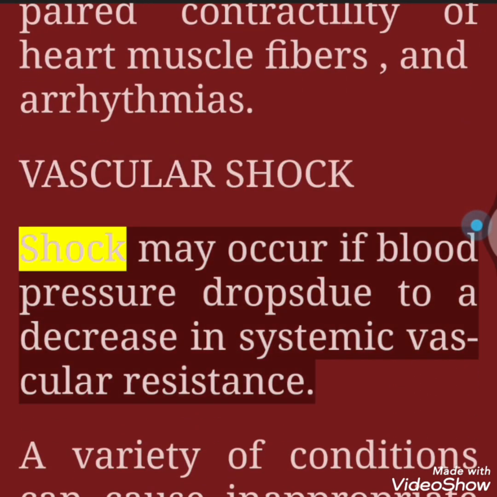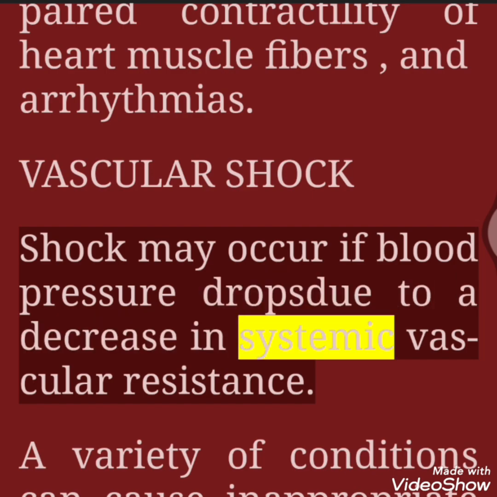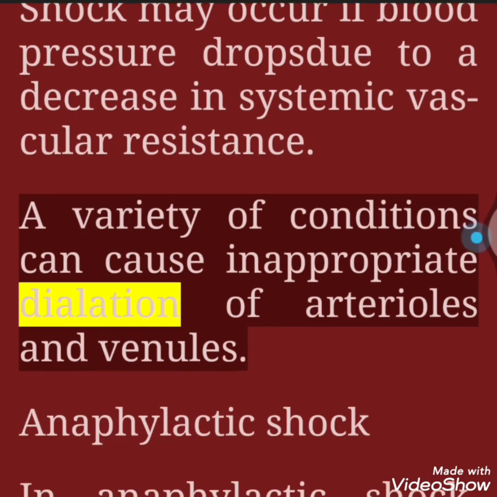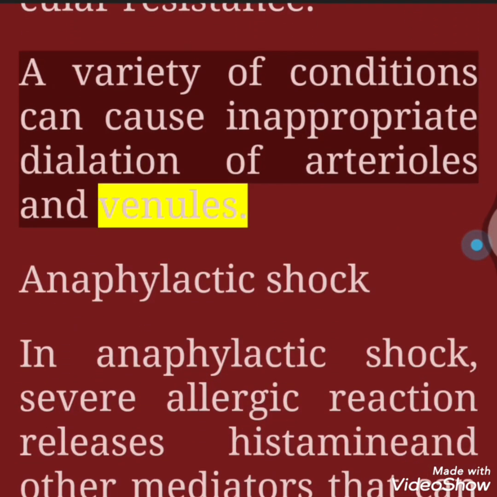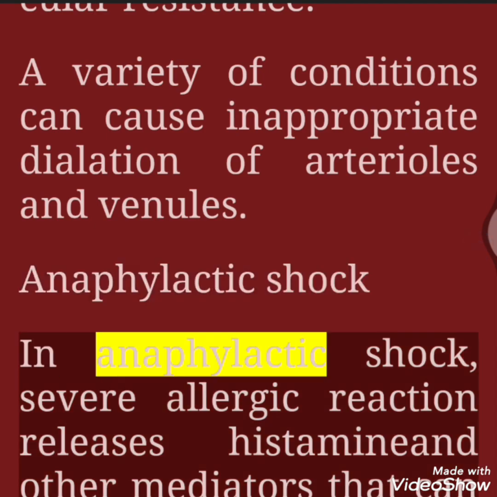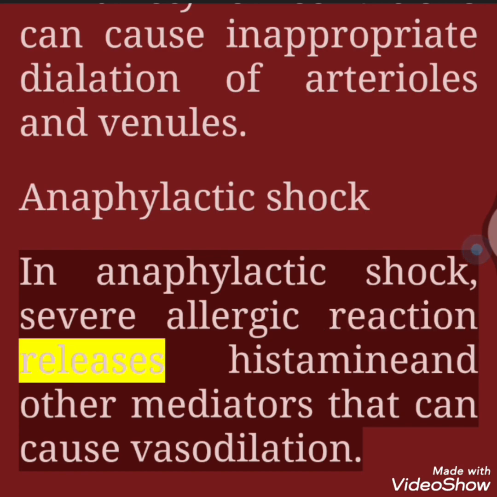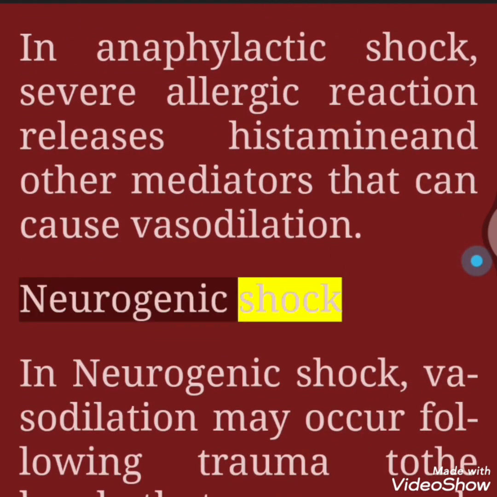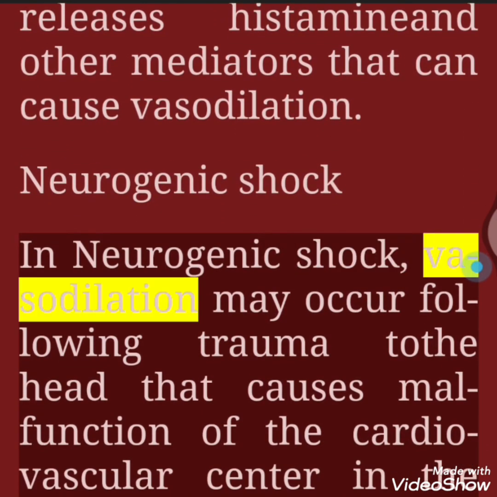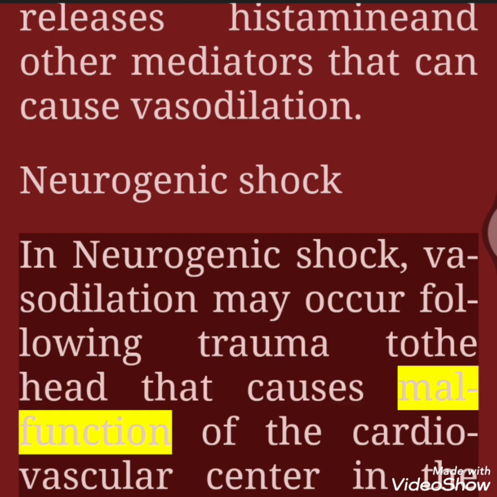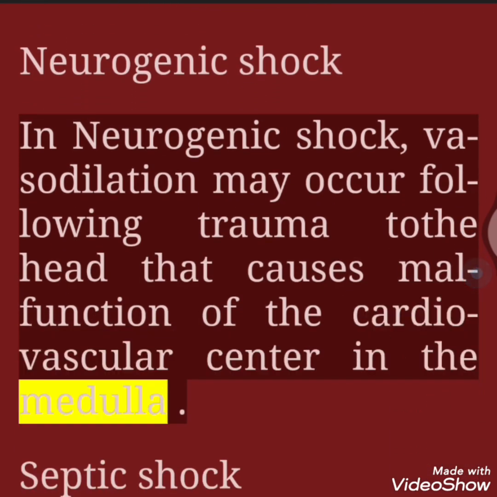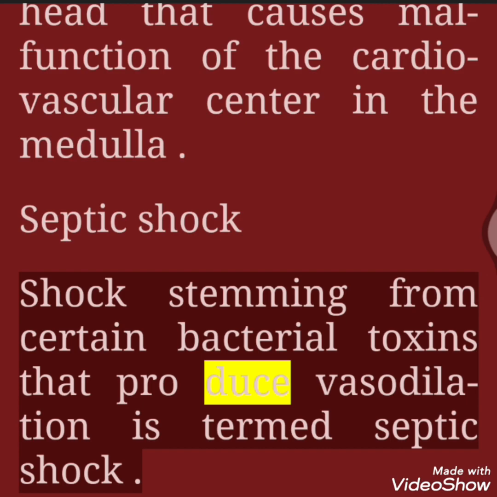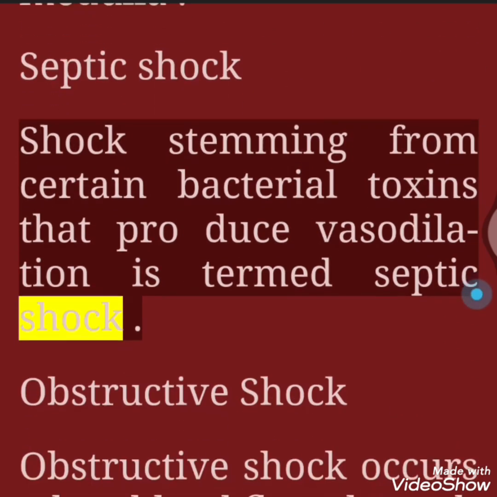Vascular shock. Shock may occur if blood pressure drops due to a decrease in systemic vascular resistance. A variety of conditions can cause inappropriate dilation of arterioles and venules. Anaphylactic shock. In anaphylactic shock, severe allergic reaction releases histamine and other mediators that can cause vasodilation. Neurogenic shock. In neurogenic shock, vasodilation may occur following trauma to the head that causes malfunction of the cardiovascular center in the medulla. Septic shock. Shock stemming from certain bacterial toxins that produce vasodilation is termed septic shock.